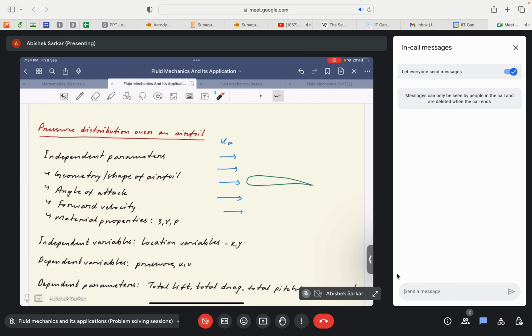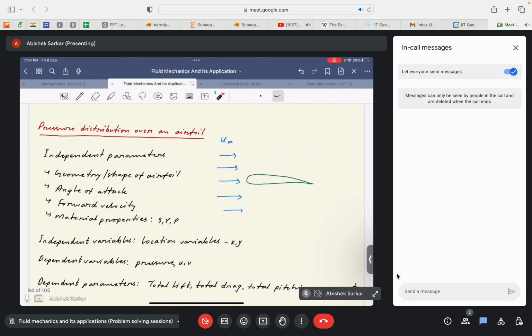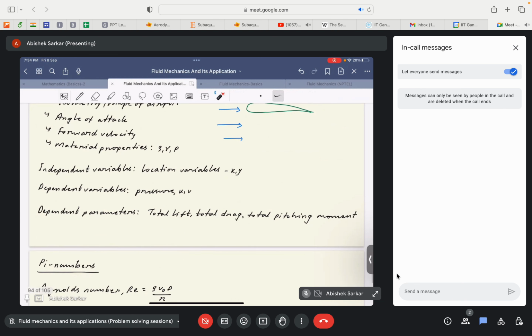Basically these parameters would act as independent parameters that we will be able to tweak or change to get an idea of how the change in these parameters would in turn result in change in other flow parameters, right? So that's why they are called independent parameters. So I guess it was clear.